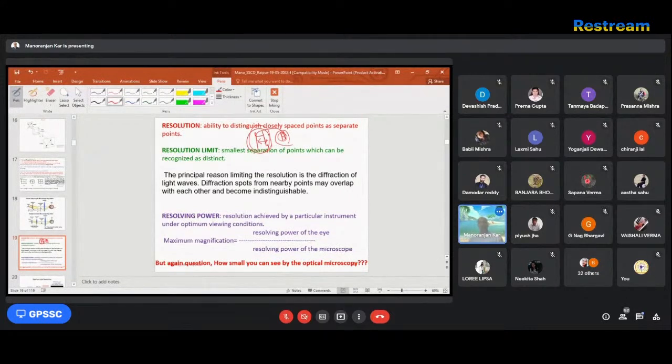The principal factor limiting the resolution is the diffraction of light waves. Diffraction spots from nearby points may overlap with each other. What is it saying? It is very important to understand. When you have two lines and a source of light is falling on them like this, what happens when they fall here depends on the particular wavelength. If the edge of this is comparable with the wavelength of the light, then you will have diffraction.